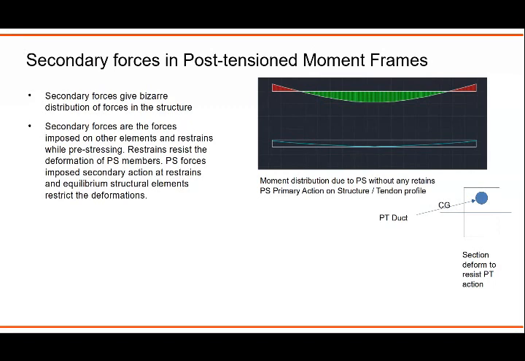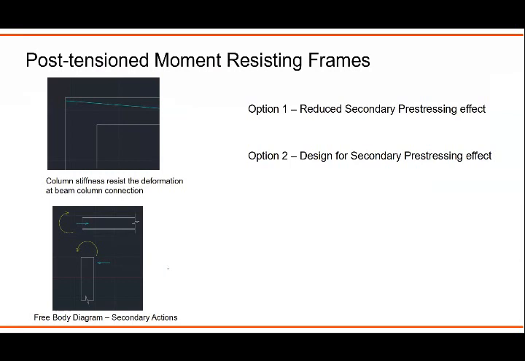In normal structures, we try our best to reduce the effect of post tension secondary forces. Here you can see the post tension beam ends, where the PT duct is above the center of gravity. Because of that, hogging moment occurs at the support. Because of that hogging moment, the column tries to bend and resist the deformation, so some moment transfers to the column and moment transfers to the beam. It is a secondary moment.